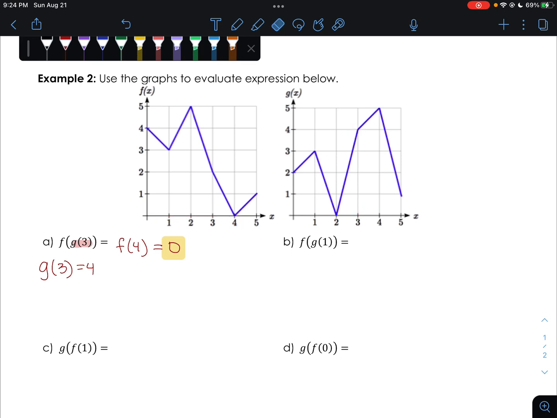Okay, repeating that process, we have f of g of 1. Again, we start from the inside, so that would be g of 1. We make sure we use the g graph. We find 1 as an x value, we go up and we see that the y value is 3. So g of 1 is 3. That means we want to find f of 3. You go to the f graph, you find 3, you see where that y value is, and it is 2. So f of g of 1 is equal to 2.